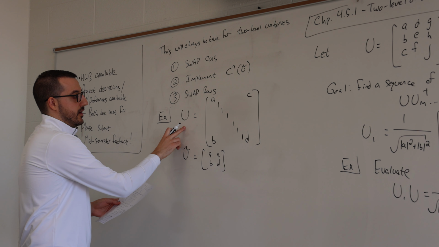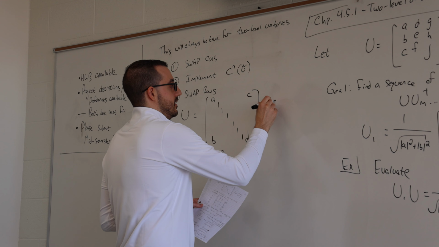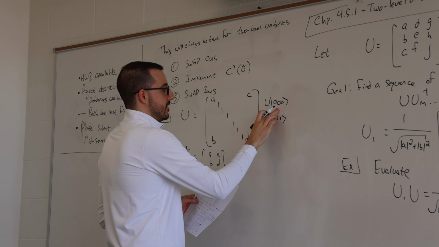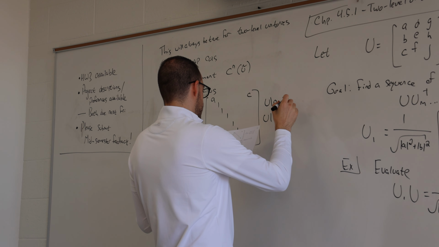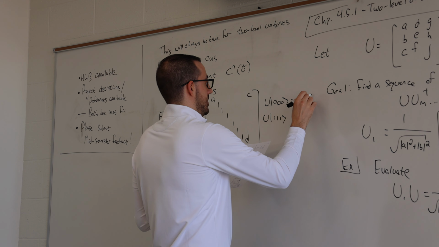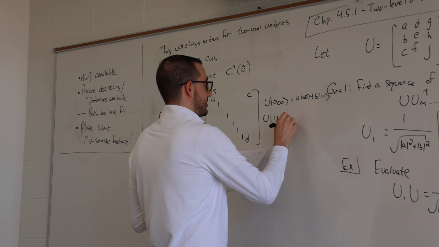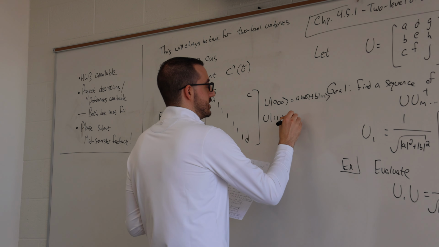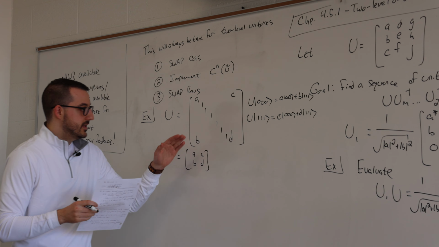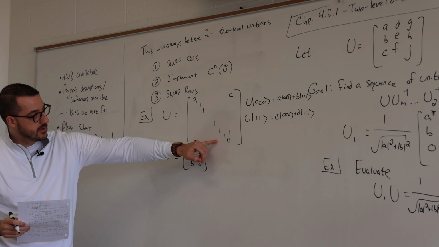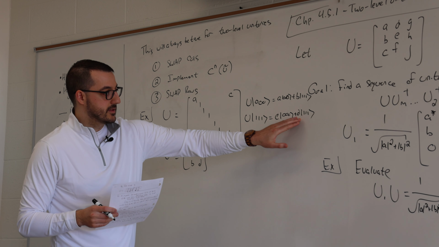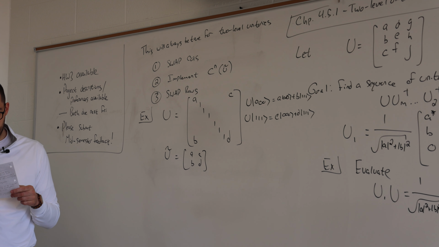So this U only acts non-trivially on the 0, 0, 0 and the 1, 1, 1 state. So explicitly, U acting on the 0, 0, 0 state will be A 0, 0, 0 plus B 1, 1, 1. And on the 1, 1, 1 state, I'll get C 0, 0, 0 plus D 1, 1, 1. Okay? You see that from this matrix. All the other computational basis states don't change. The only non-trivial action is on these 2 basis vectors, hence the name 2-level unitary.